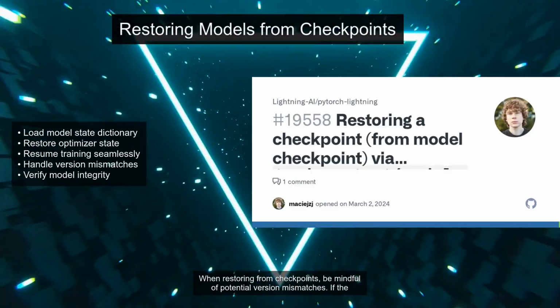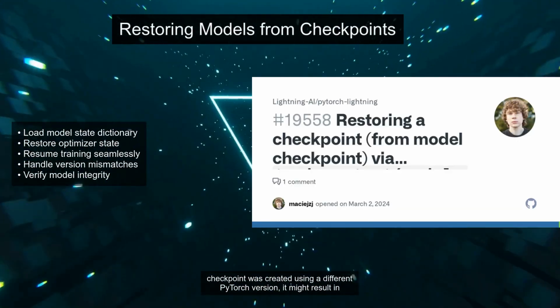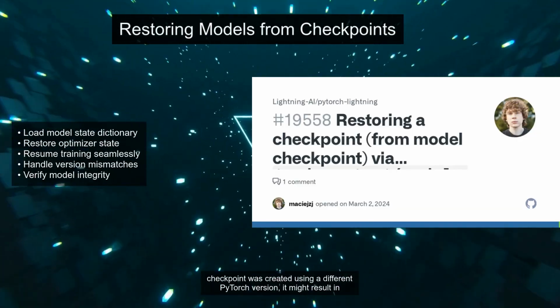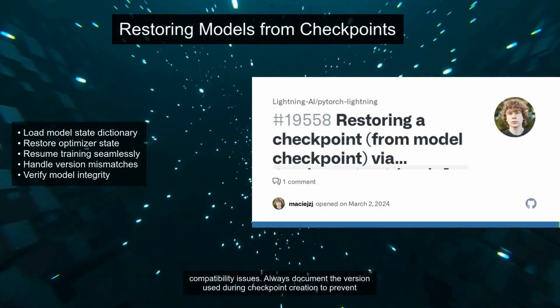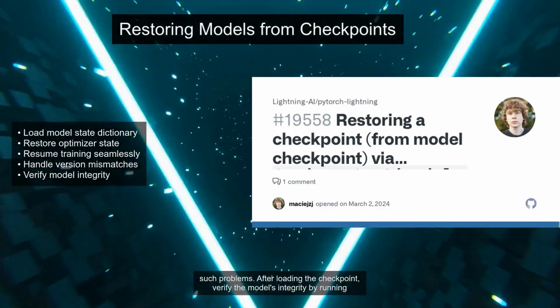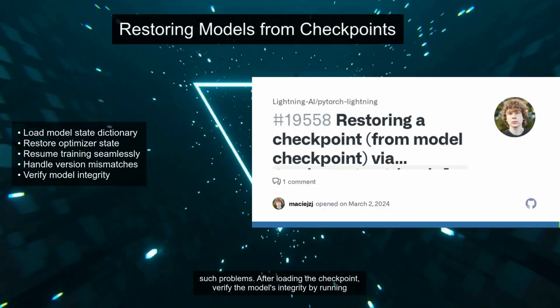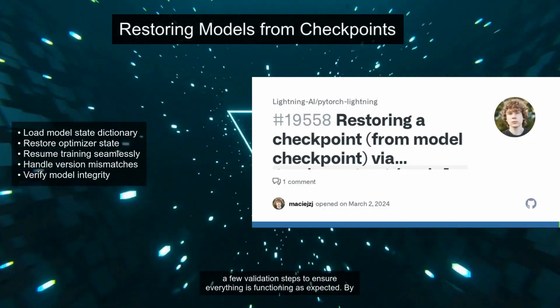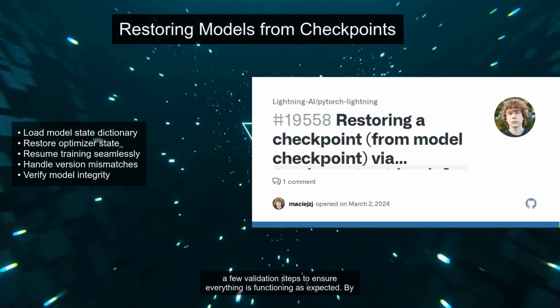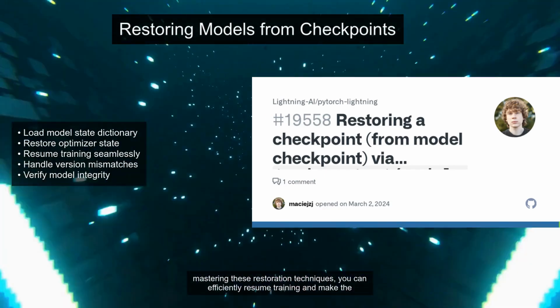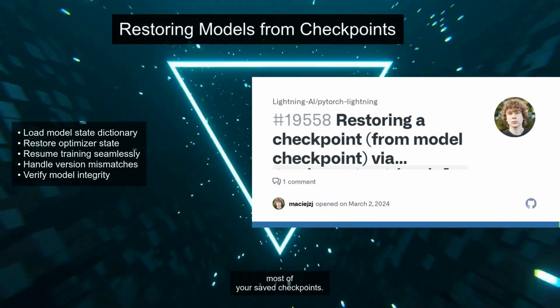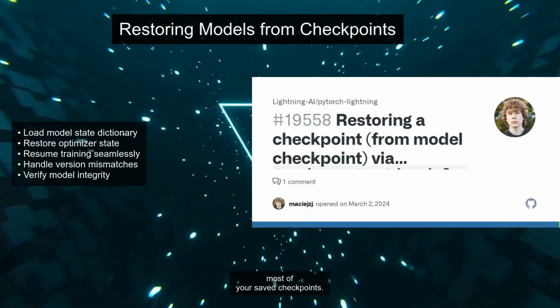When restoring from checkpoints, be mindful of potential version mismatches. If the checkpoint was created using a different PyTorch version, it might result in compatibility issues. Always document the version used during checkpoint creation to prevent such problems. After loading the checkpoint, verify the model's integrity by running a few validation steps to ensure everything is functioning as expected. By mastering these restoration techniques, you can efficiently resume training and make the most of your saved checkpoints.